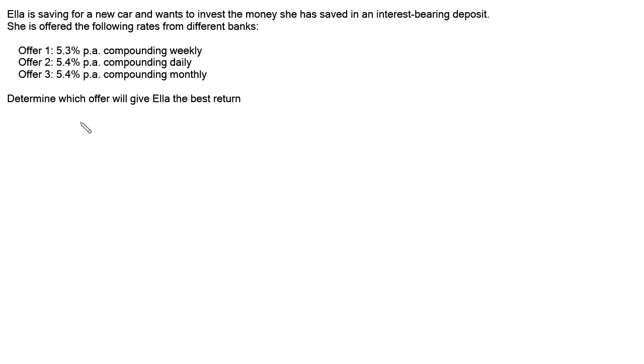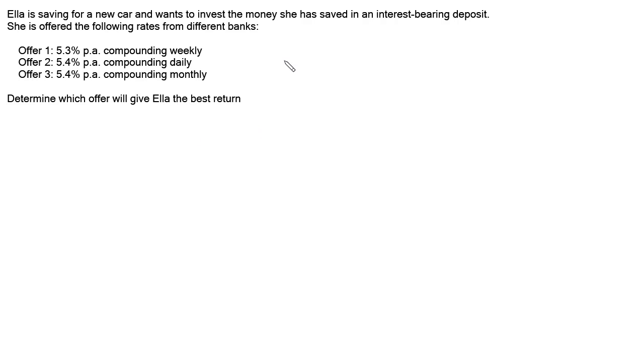Hi, in this video I'm looking at this problem where we've got Ella who's saving for a new car and she's looked at different bank investments and has been offered these three different investment opportunities. One is 5.3% per annum compounding weekly, another is 5.4% per annum compounding daily, and the last is also 5.4% per annum compounding monthly. We want to work out which offer will give Ella the best return.